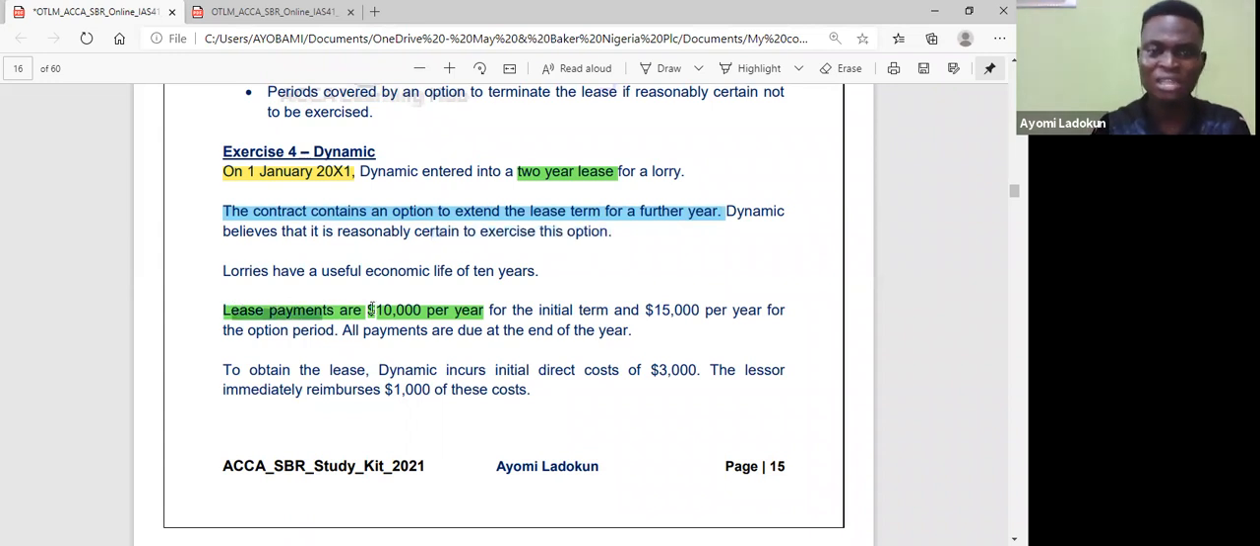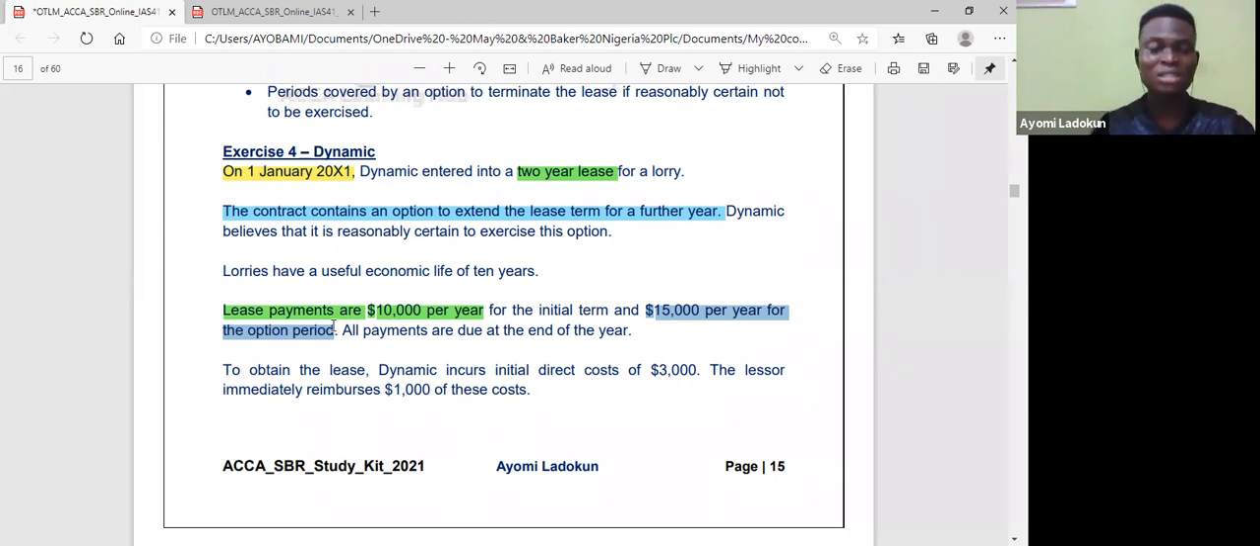So here, it now says lease payments are $10,000 per year for the initial term. So for the non-cancellable period, which is 2 years, I have $10,000. Then for the option period, he said $15,000 per year. That's it. So that means year 1, year 2, I have 10,000, 10,000. Year 3, I have 15,000. Did you see that? So that makes my fixed payment. Then I ask again, do I have variable payment? He did not give me any information on variable payment. Do I have amounts payable under residual value guarantee? Remember, I told you what residual value guarantee meant yesterday.